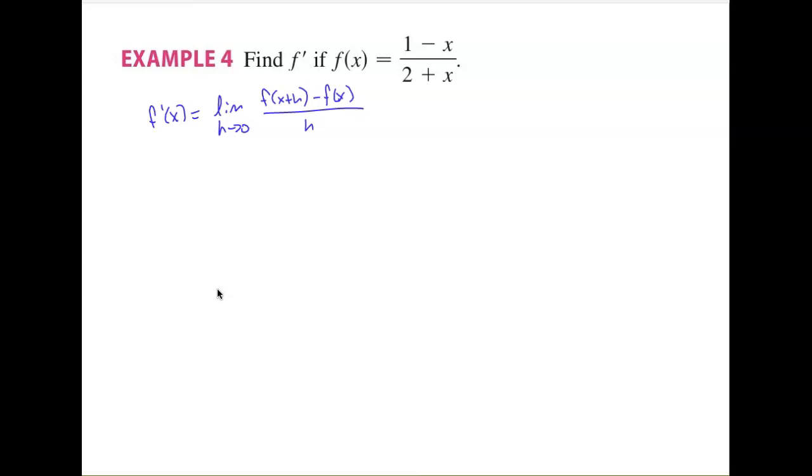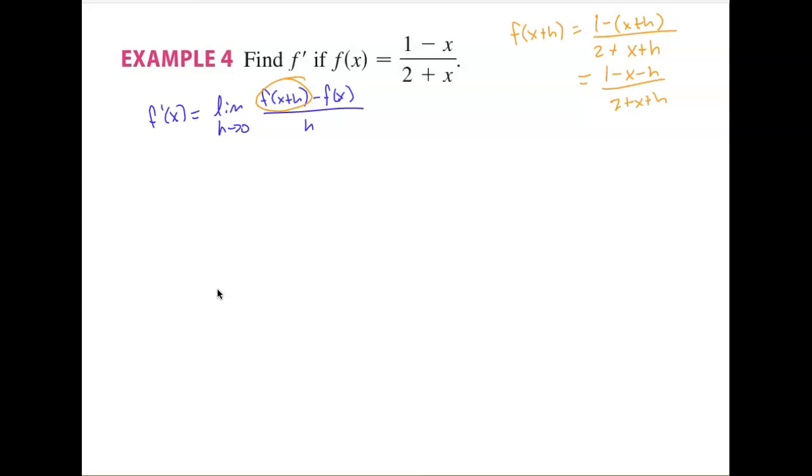Okay, we already know what f of x is. We need an expression to represent f of x plus h. So off to the side, I'll say f of x plus h equals 1 minus the quantity x plus h. Really important that you replace that in parentheses because it's subtraction. So we have to remember to distribute that negative. So over 2 plus x plus h. I'm just going to simplify that to 1 minus x minus h over 2 plus x plus h.